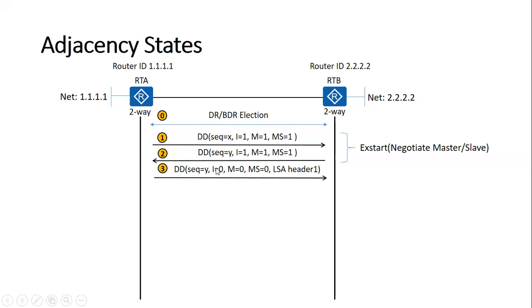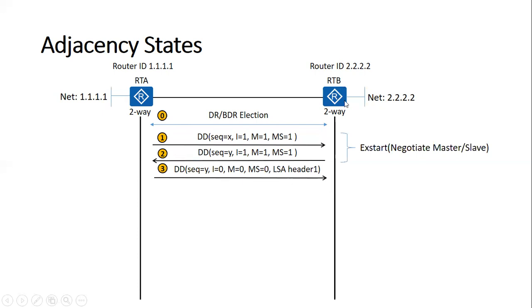And of course, this is not the initial DD because it had already sent this. And then it will say there is more. And then the MS bit will be 0 because it has the lower router ID of these two routers. So the one with the highest router ID becomes the master. And then a brief description of the LSA that it has. The LSA here is 1.1.1. So for simplicity, I just said LSA header for network 1.